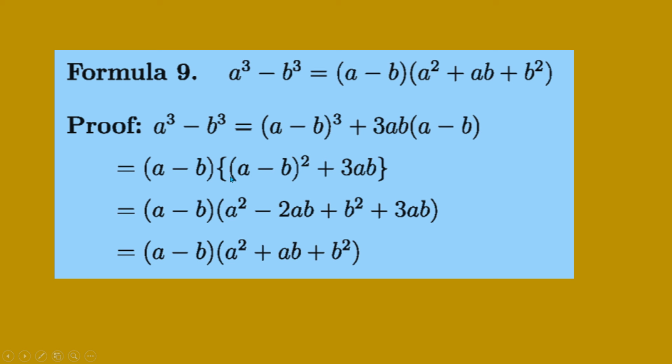And this equals a minus b into a square minus 2ab plus b square plus 3ab. After calculating this part, here will be a square, as here is minus 2ab and here is plus 3ab, so here will be plus ab plus b square. This is another formula you have to remember, very easy. Here minus, and the other part will be plus. Clear, student? Okay, now follow.